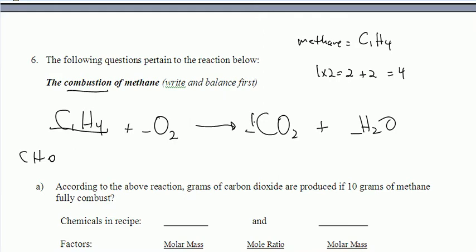1 carbon, 4 hydrogens, 2 hydrogens, 2 O's here, 2 O's here, it's 4 total O's. I'm going to have to put a 2 there to balance it. Put a 1 in the front.